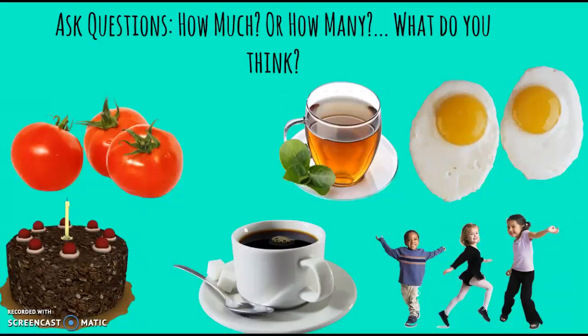Look right next to the cup of tea. What do you see? Fried eggs. Is it how much or how many? Yes, that's right, how many, because we can count. There's 2 fried eggs. And right below the eggs, I see children. How many children? That's right, we can count them. How many? 3.